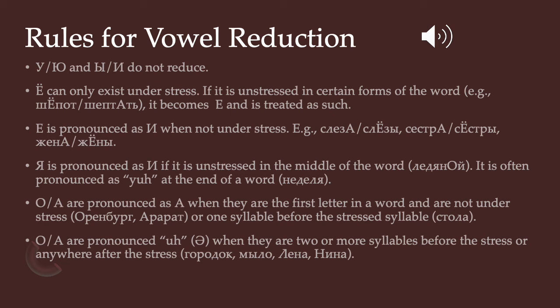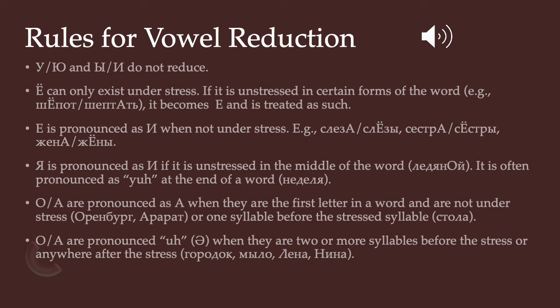Ya is also pronounced as i if it is unstressed and in the middle of the word. For example, ledyanói, icy. The stress is on the ending, and so both the ye and the ya in the middle are pronounced kind of like i. If you have an unstressed ya at the end of a word, it can often be pronounced as a kind of a schwa sound, as in nedélya or kukhnya.